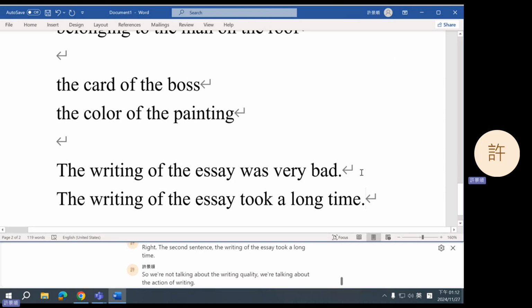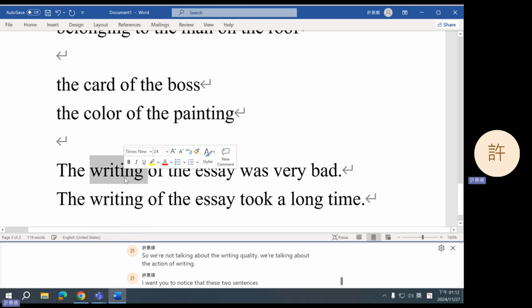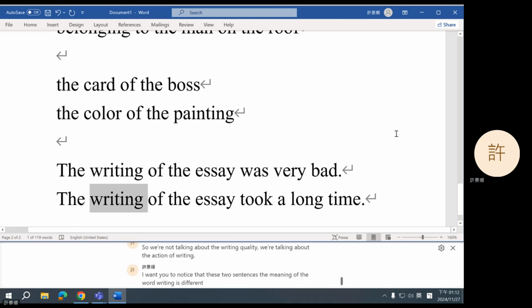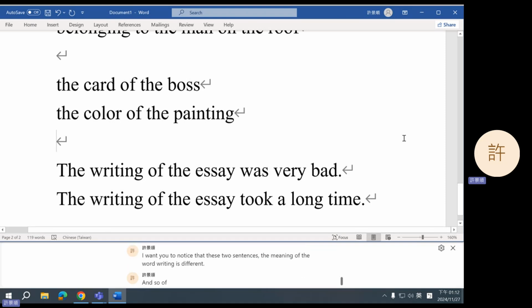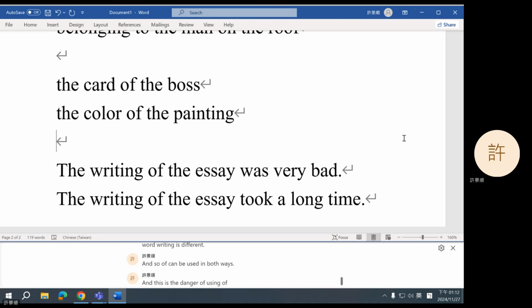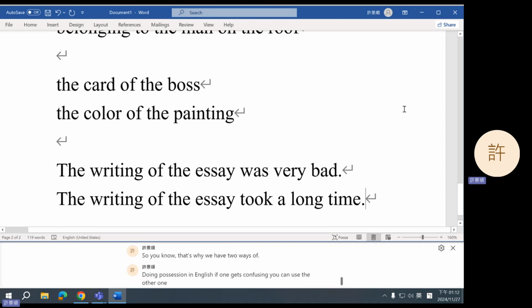I want you to notice that in these two sentences, the meaning of the word writing is different. And so of can be used in both ways. And this is the danger of using of. So, that's why we have two ways of doing possession in English. If one gets confusing, you can use the other one. And if both are confusing, you should rewrite your sentence.